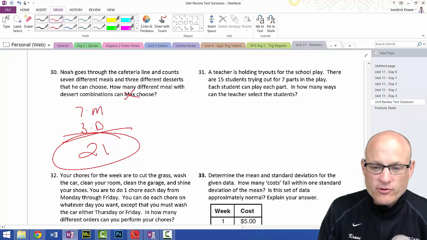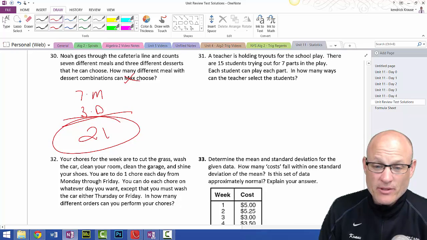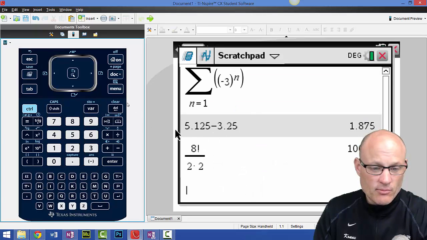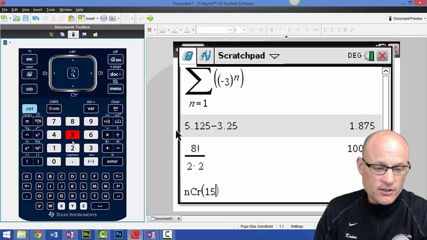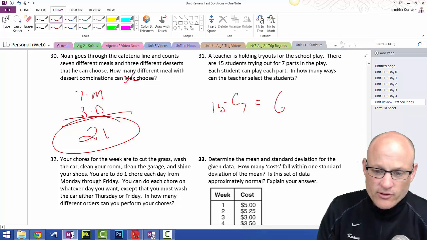There are 15 students trying out for the 7 parts in the play. Each student can play any part. How many different ways can I do that? That is 15 choose 7. So on my calculator, I go menu, 5, 3, 15, comma 7. That should be quite a few: 6,435.